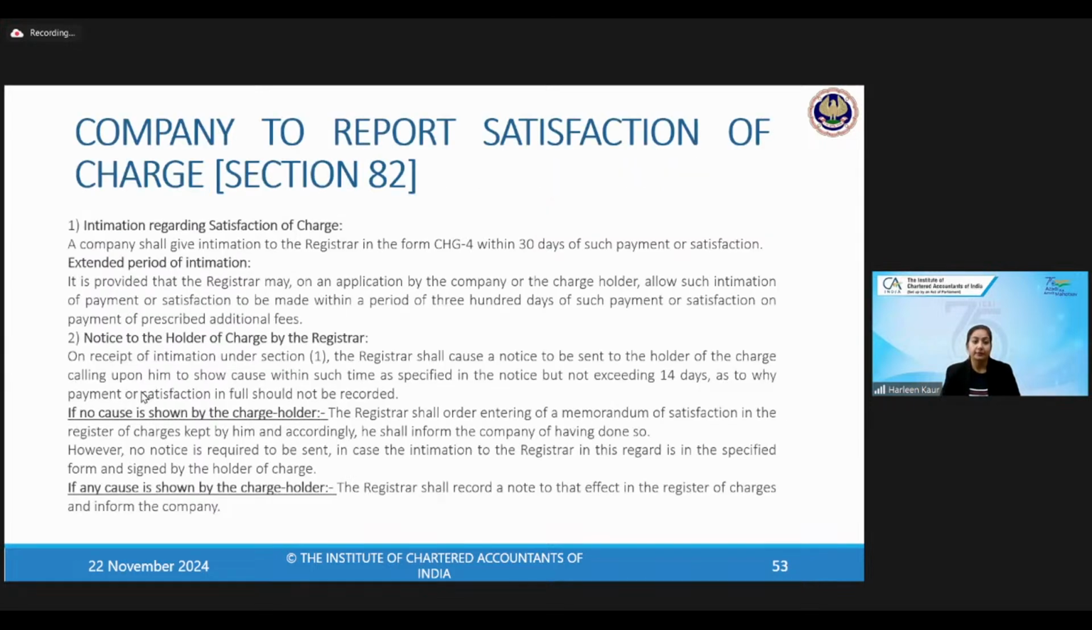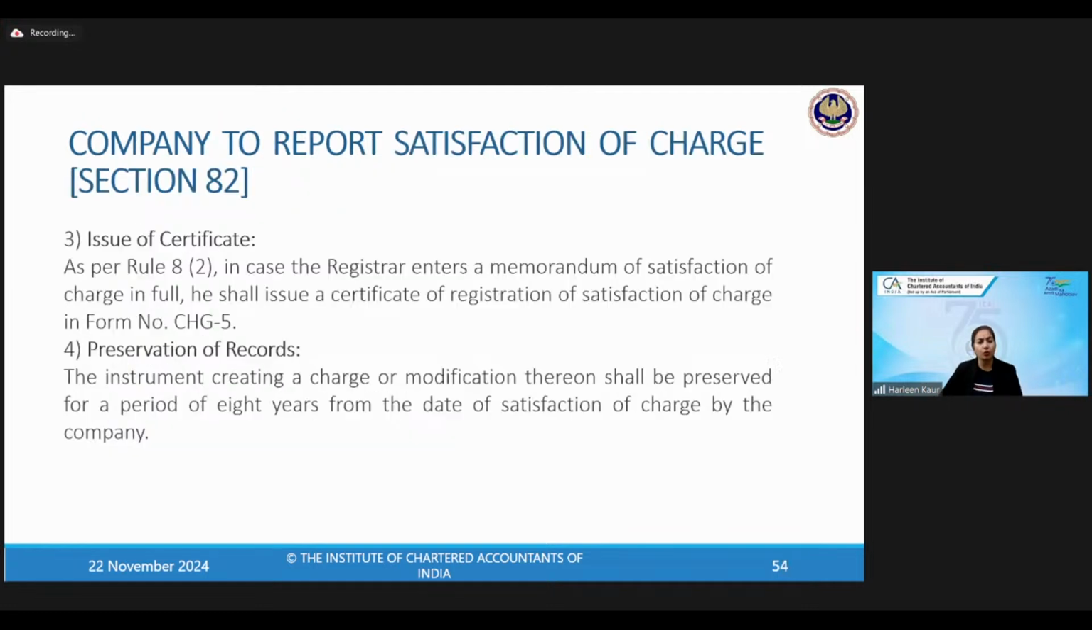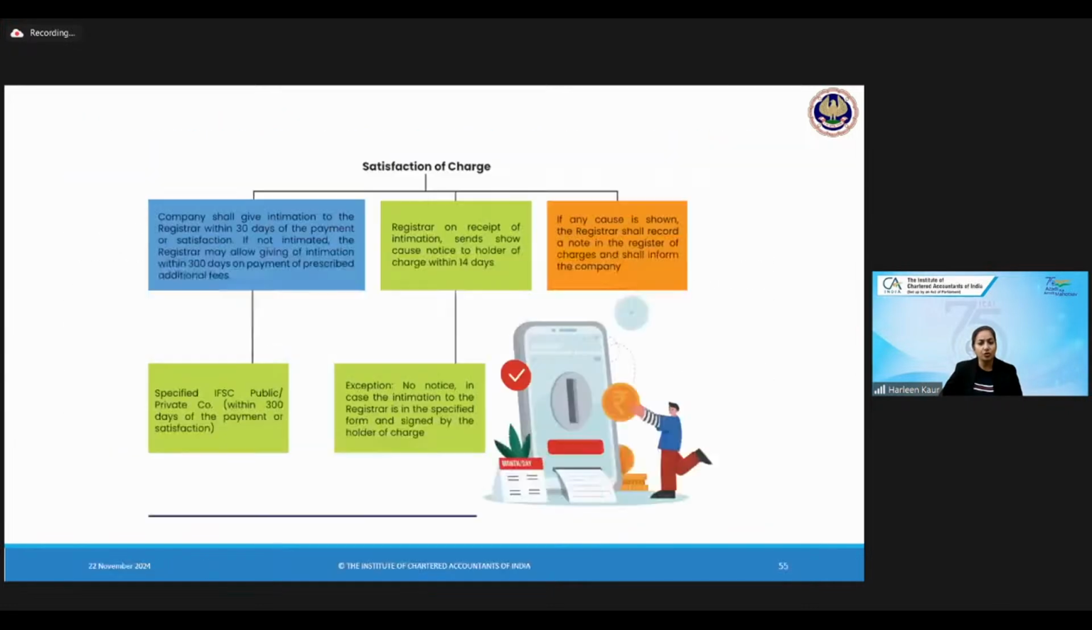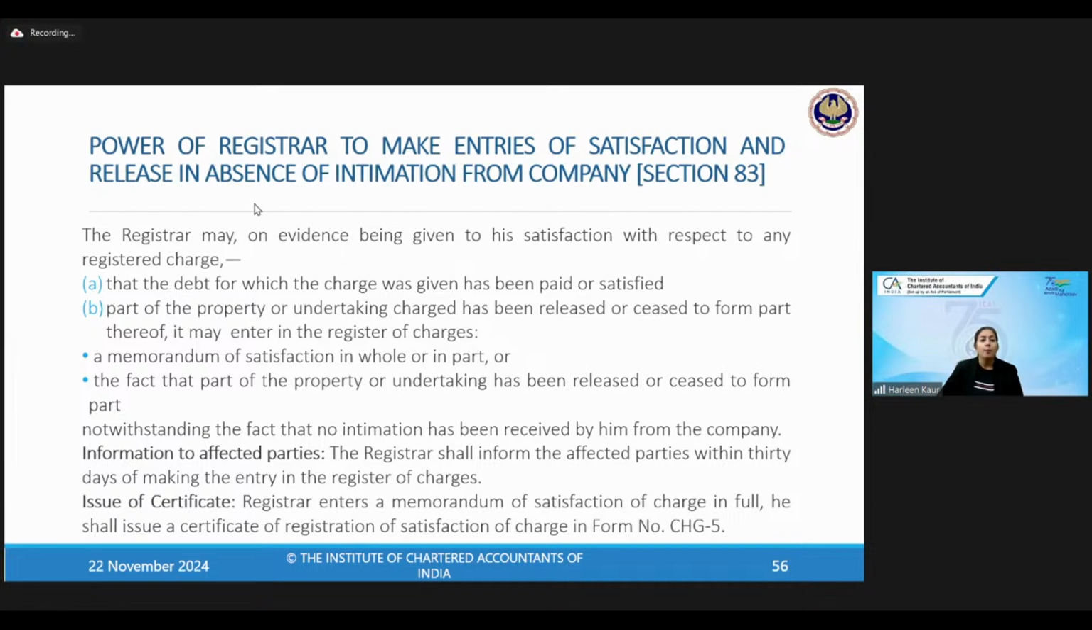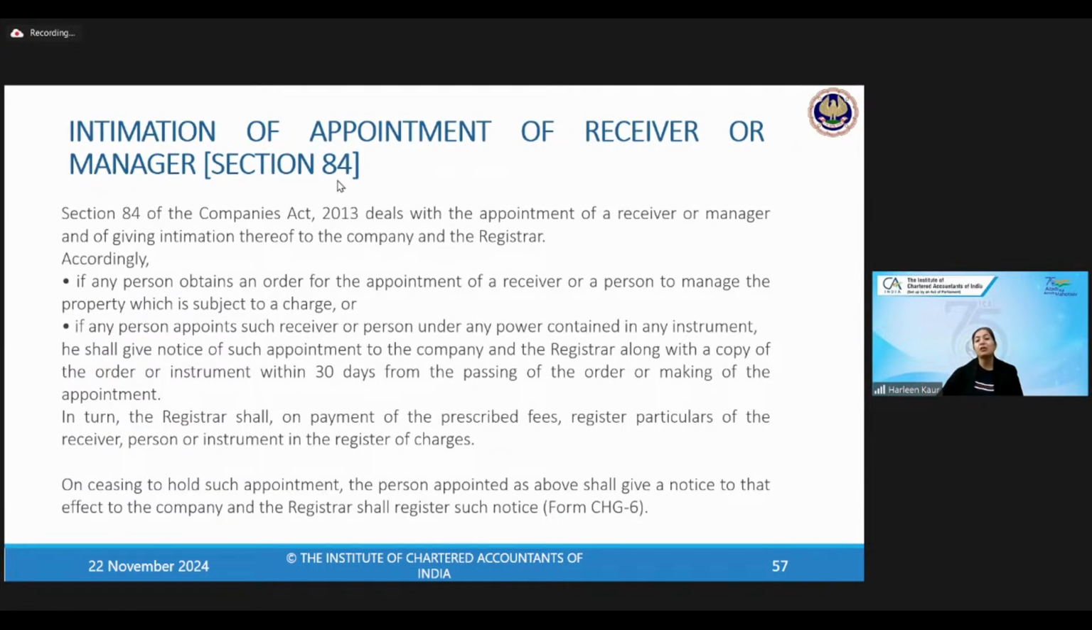All right. Now let's move down to section 82, that is intimation. This is a little longer. So we'll do one small section and then we will take a break. The power of the registrar to make entries is also a related section. Intimation of a manager or receiver appointed by the company. So let's do section 84 and then we'll proceed towards a small break.